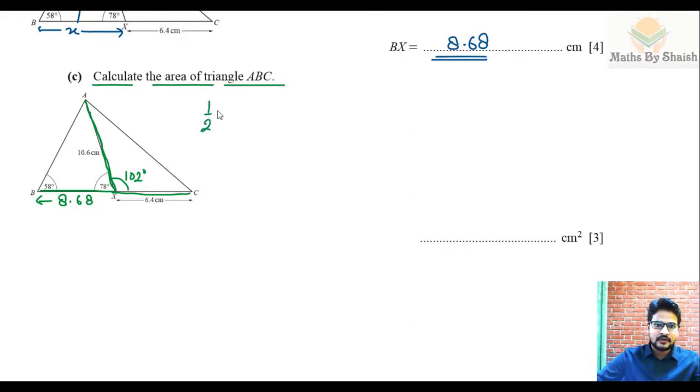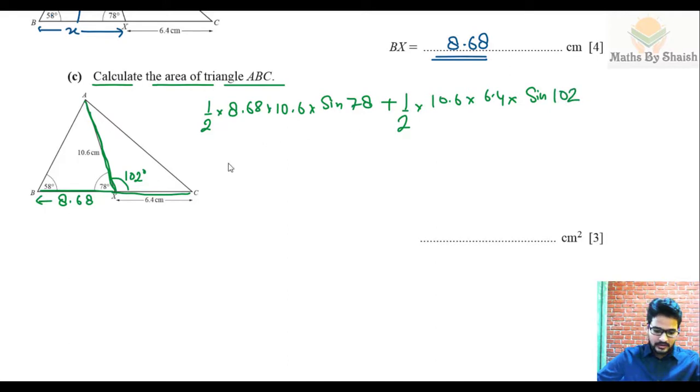So it is half of, first for this triangle, half into 8.68 into 10.6 into sine of the angle between them, that is 78 degrees, plus half of this side, 10.6 into 6.4 into sine of the angle, that is 102. And then we will calculate it from the calculator. This value comes to 78.177 and so on. And if you write it to 3 significant figures, it is 78.2 centimeters squared. That's the area of this triangle.